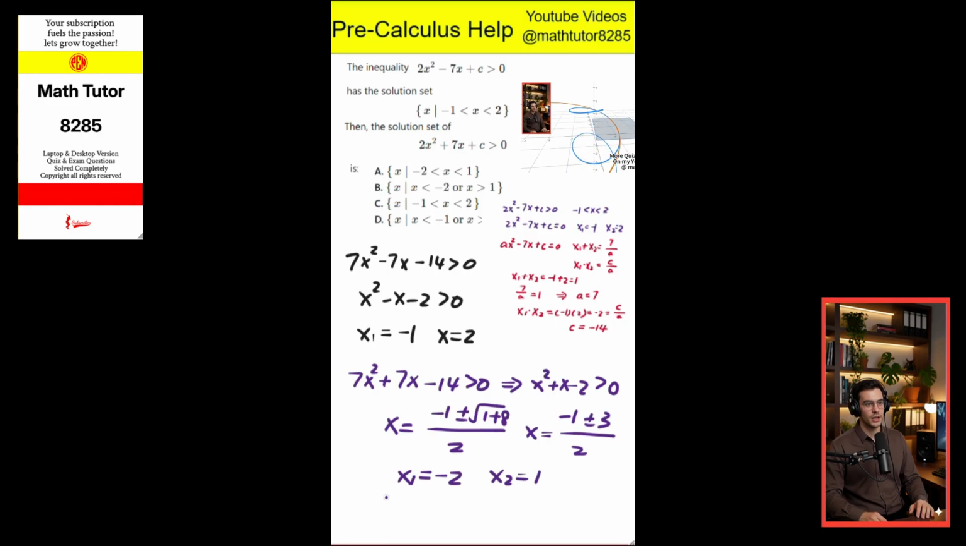Because the leading coefficient is positive, the quadratic expression is greater than 0 outside the interval between these roots. Therefore, the solution set is all x such that x is less than -2 or greater than 1. Option B, all x such that x is less than -2 or greater than 1.